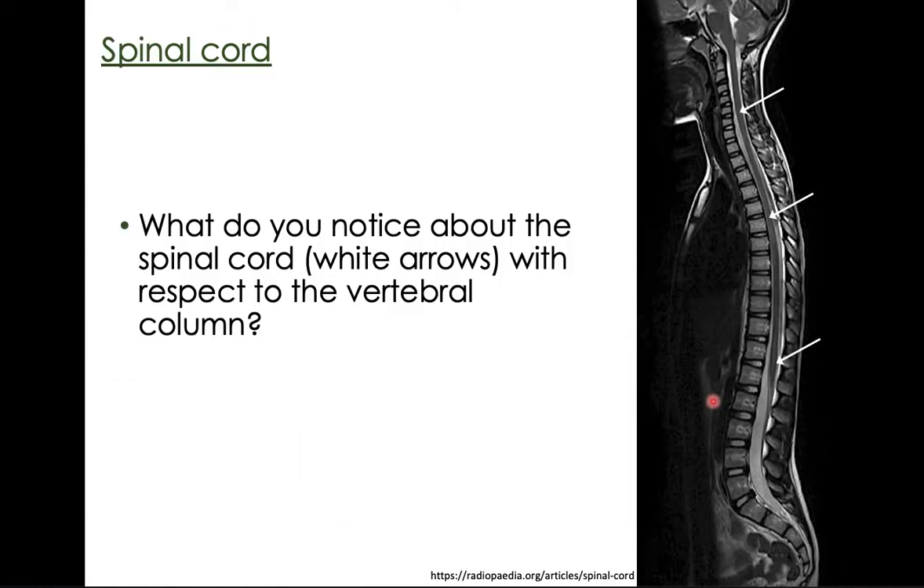So I'd like you to spend a couple of seconds looking at this image here. This is a sagittal MRI. So we have the brainstem here, the cerebellum here, and we can follow the region where the spinal cord is located, where those white arrows are. And try and think about, what do you notice about the spinal cord with respect to the vertebral column?